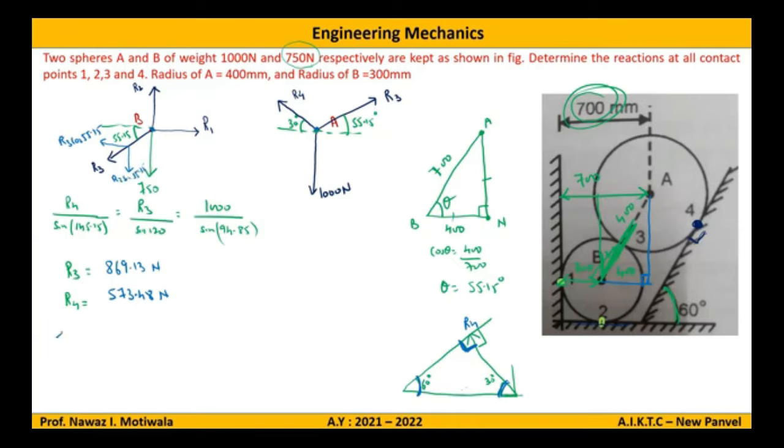So now directly I will write summation of Fx equal to 0. Add all the forces in the x direction. R1 minus R3 cos 55.15 is equal to 0. I know R3, put it here, so what do we get? R1 is equal to 496.64. 496.64 newtons. Fine.